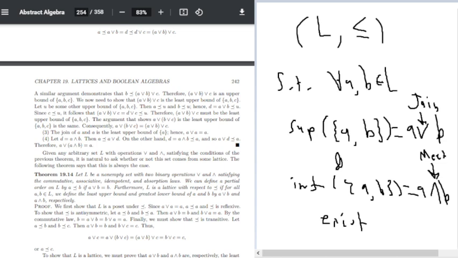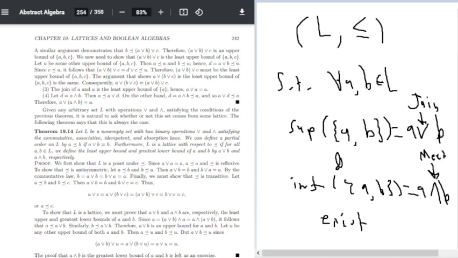4. Let D equal A meet B. Then A is less than or equal to A join D. On the other hand, D = A meet B is less than or equal to A, and so A join D is less than or equal to A. Therefore, A join (A meet B) is equal to A.